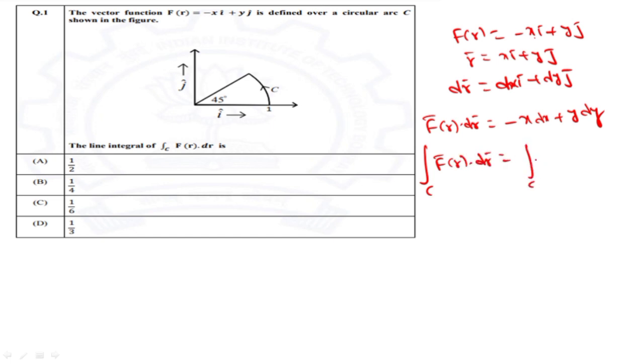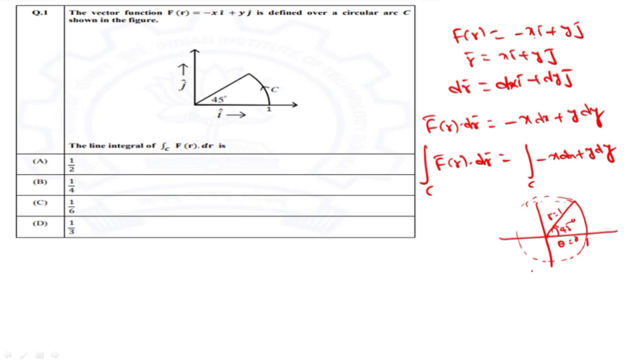So the integral over C of minus x dx plus y dy. We need to integrate this over a circular path. They have given that r is 1, which means indirectly this is a circle of radius 1 unit, and we need to integrate from theta equal to 0 to theta equal to 45 degrees only.